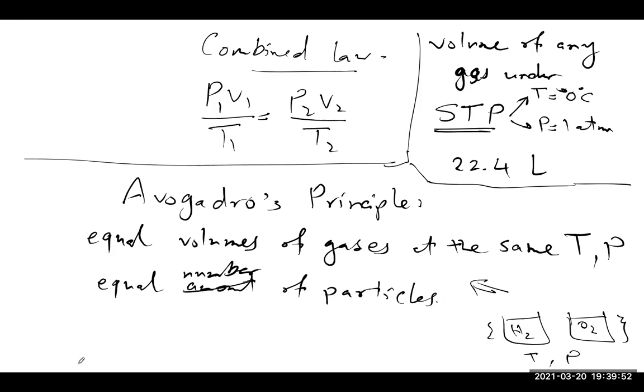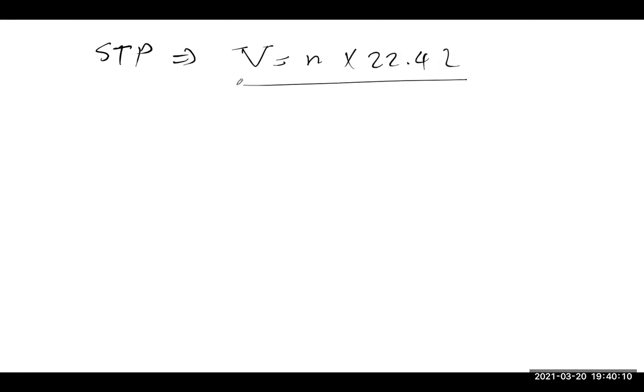And from this, we can calculate the volume for any gas at the same conditions, so it should be at STP. If we change the number of moles, we can take 2 moles or 3.5 or 0.5, so V will be equal to the number of moles times 22.4 liters, but of course it should be at STP. By this formula, we can calculate the volume for any gas.